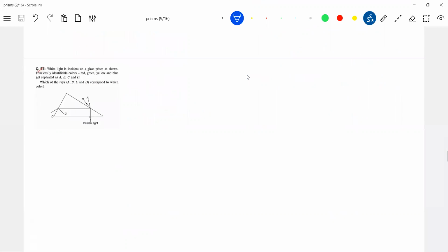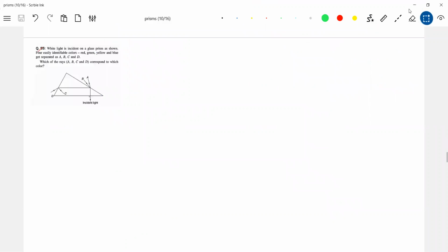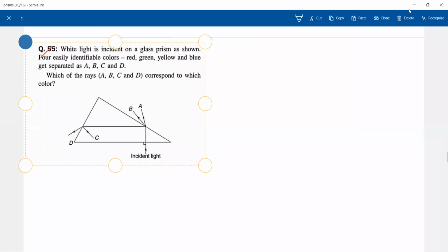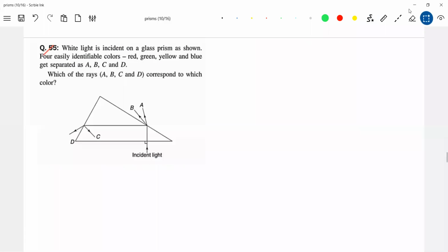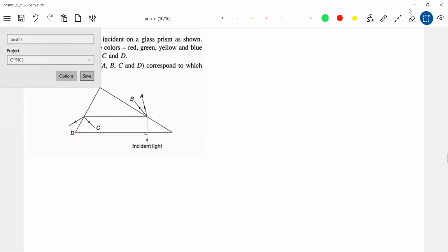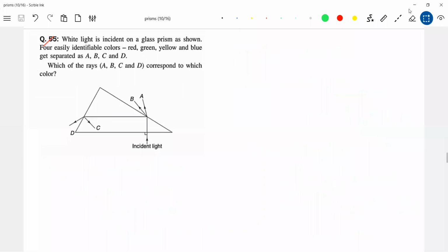Okay, let's take the next one. Read the question. Which of the rays corresponds to which color? So white light is incident.